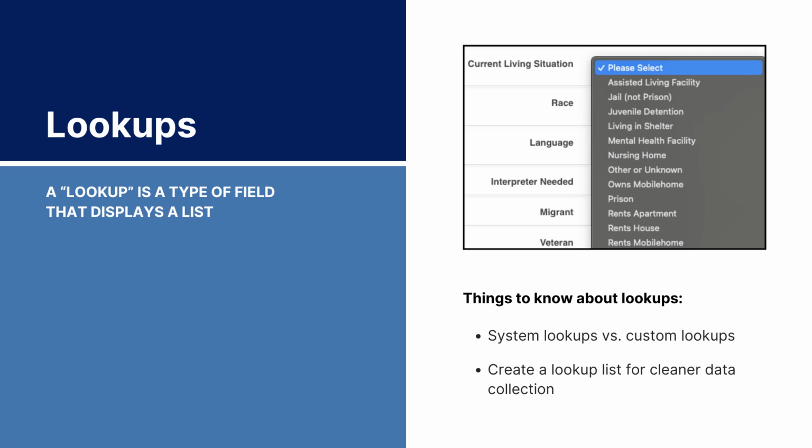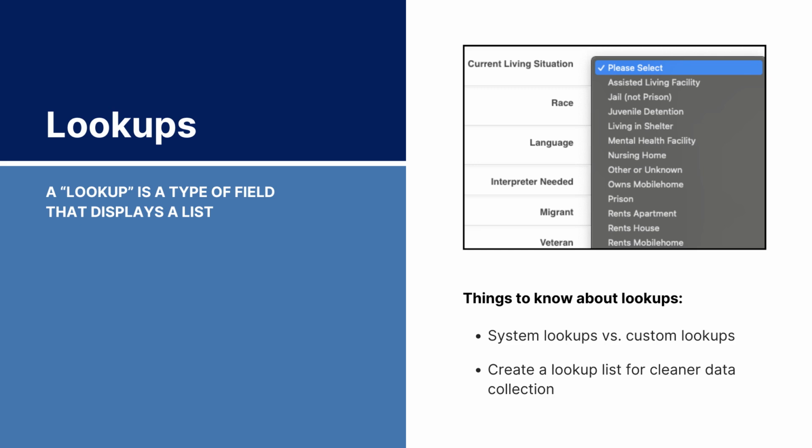Things might be spelled incorrectly. People might just think about living situations in different ways. And so you'd have a whole lot of different values in that current living situation field, which makes reporting a little bit more difficult, especially when you have a series of values that you need to report, say, to a funder. It's really helpful to have a designated list in this case to collect and report on that data.